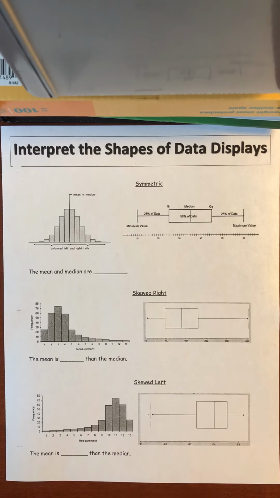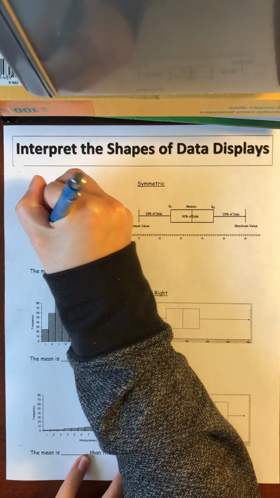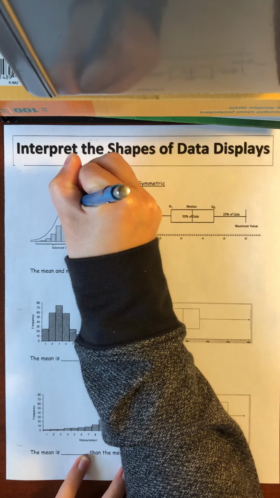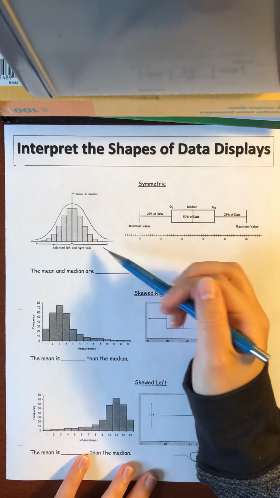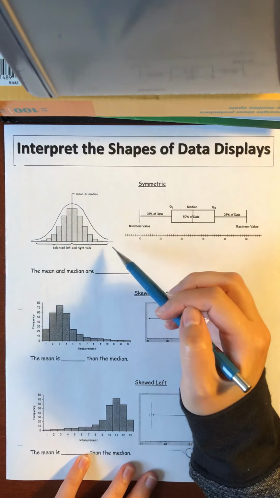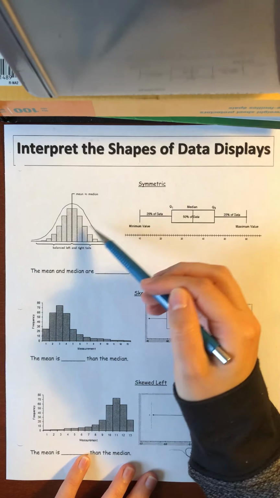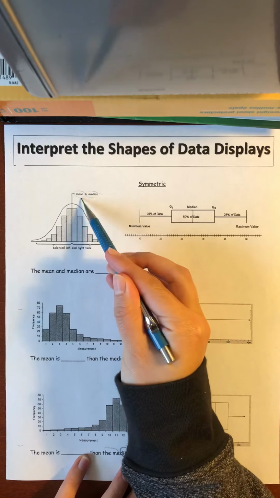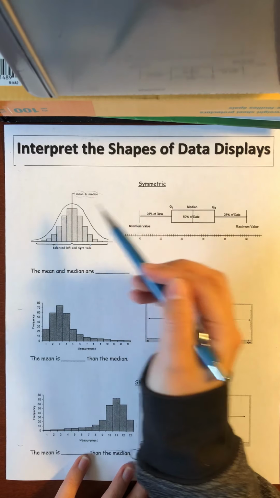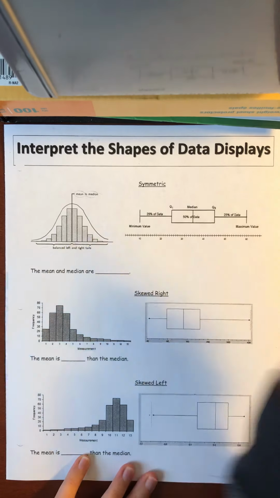So if we look at this first histogram here, this is symmetric because if you draw a curve like this over the data, it makes a bell shape, and that means that the data is evenly distributed about the center, okay? When this happens, the mean and the median are the same, or about the same. They're really, really close, okay? So it's balanced on the right and the left tails.